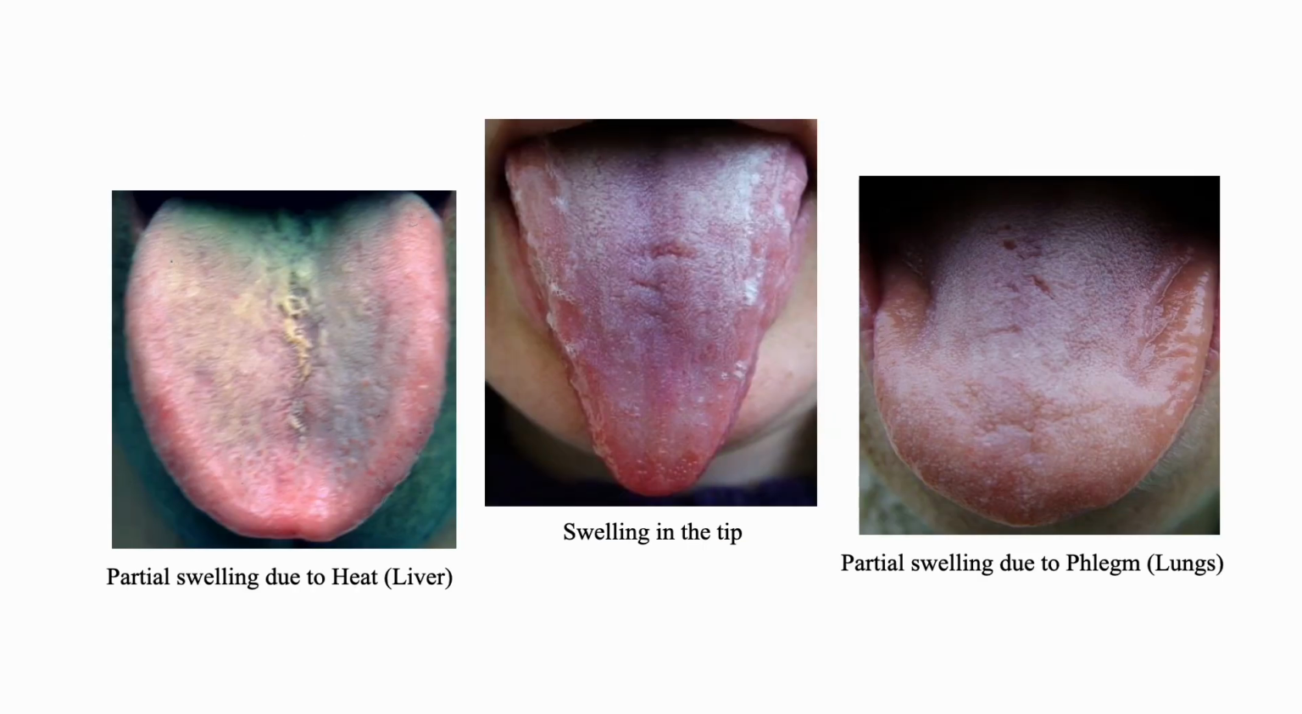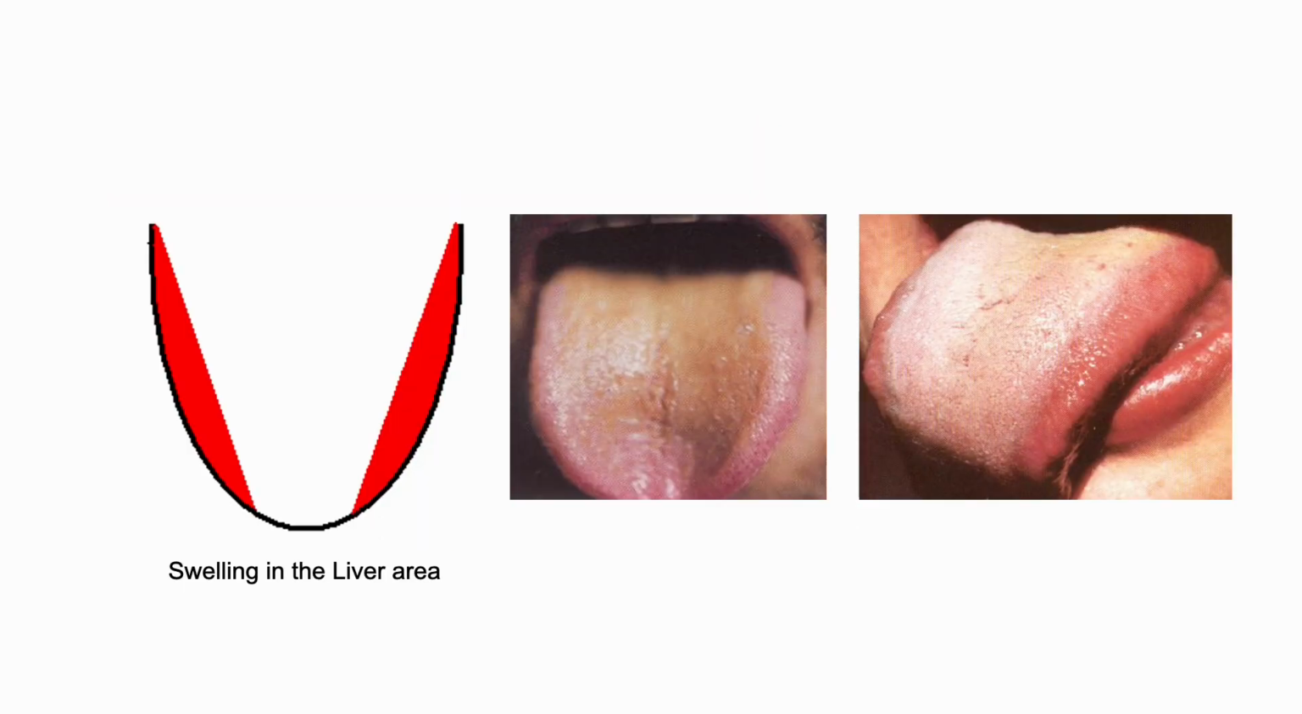While a total swelling of the tongue always indicates dampness or phlegm, a partial swelling may indicate other pathologies such as qi deficiency, qi stagnation, or heat. The areas where a partial swelling is most commonly seen are the sides in the liver or chest area, the tip, and the front third. A swelling on the sides in the liver area is very common, and it usually indicates liver heat. It is nearly always associated with a red color in the same area.